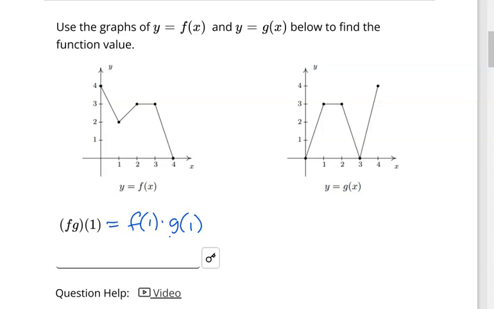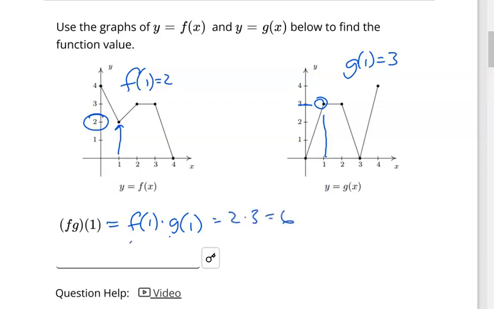Well, for f of 1, here's x equals 1, here's f of x, and there we have f of 1 equals 2. G of 1, well, here's the input 1, and what we get out is that point, which is 3. So g of 1 equals 3. And multiplying together, 2 times 3 equals 6. So that's how we get 6 for f of 1 times g of 1. But you have to remember this. This is just something you remember. When you see fg of 1, that's what that means.